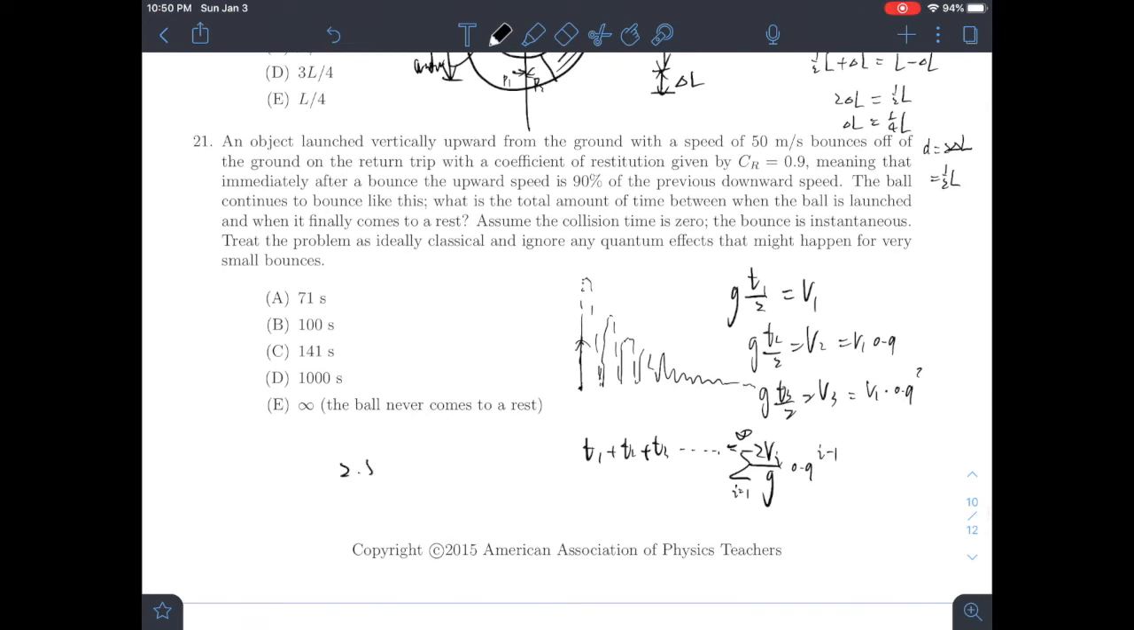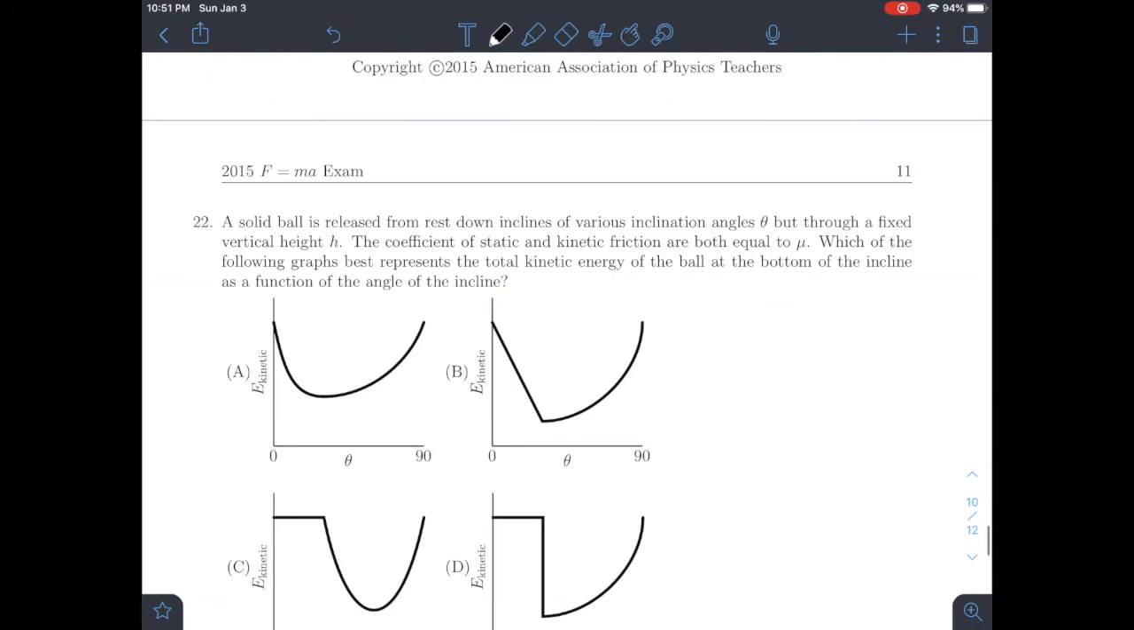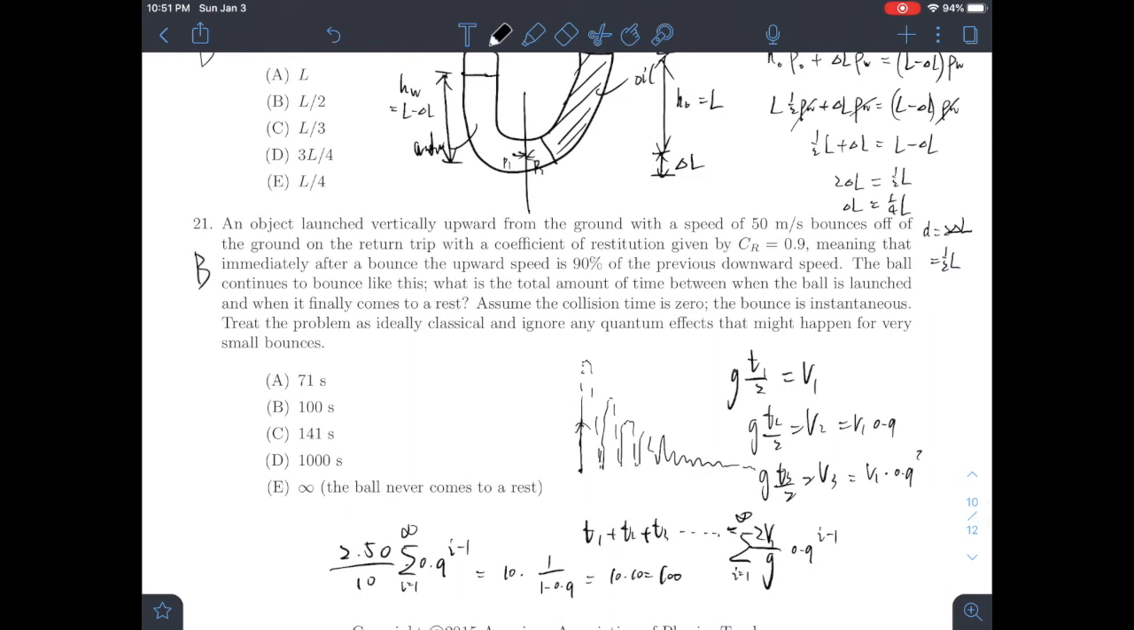Okay. Then we can calculate this as 2 times 50, because v1 is equal to 50 over g. g is equal to 10, so we have 2 times 50 over 10 times the sum of 0.9 to the i minus 1 power from i equal to 1 to infinity. Then we can plug in our geometric series sum equation, which is 1 over 1 minus 0.9, which is 10. 10 times 10 equals 100, which is equal to B.